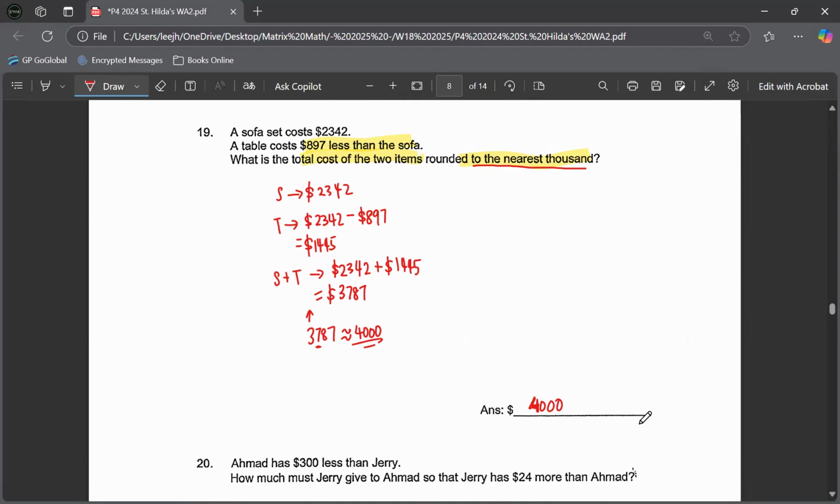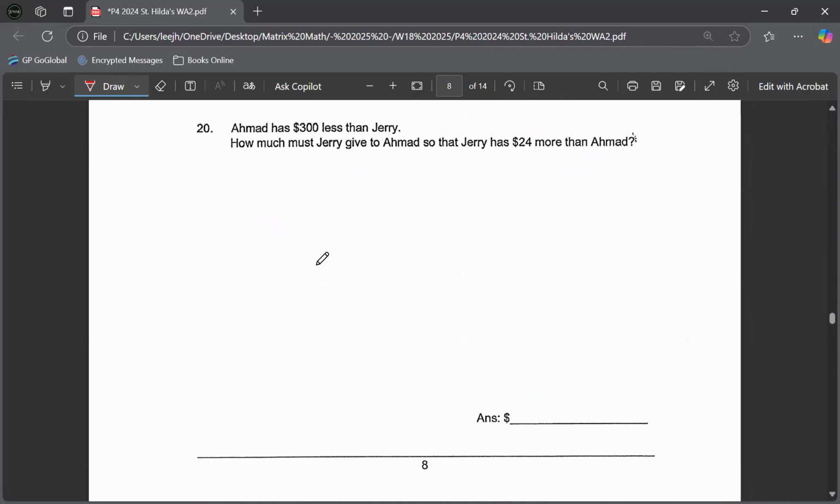Okay, question 20. Ahmad has $300 less than Jerry. How much must Jerry give to Ahmad so that Jerry has $24 more than Ahmad? Draw your model. Okay, Ahmad has $300 less than Jerry, right? So that means Jerry will be the one that has $300 more. So draw.